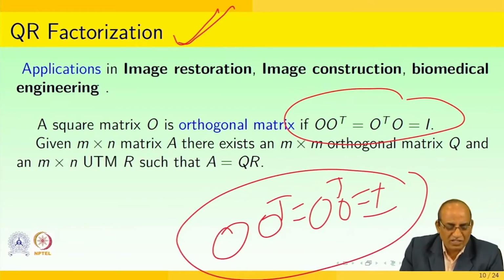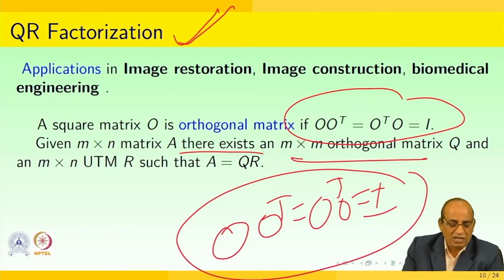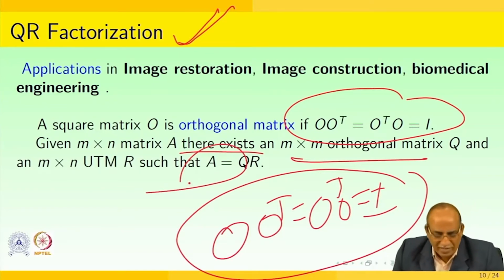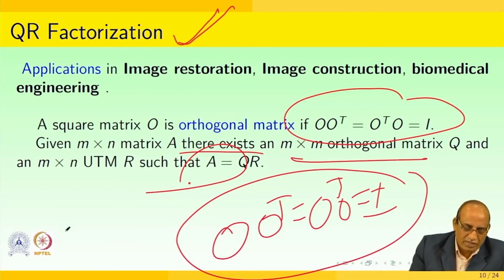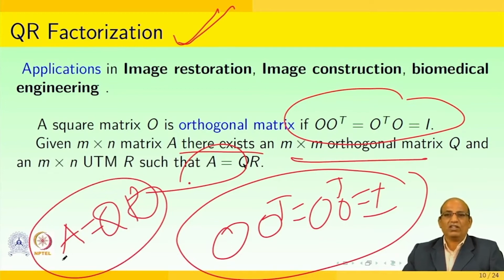So we can define it in the following fashion: given an m by n matrix A, there exists an orthogonal matrix Q and an upper triangular matrix R, such that A is equal to Q times R. So we should be able to construct an upper triangular matrix R such that A is equal to Q times R. R is what is called a rectangular matrix. Q is the orthogonal matrix, which gives us a new method to find the QR factorization of the matrices.